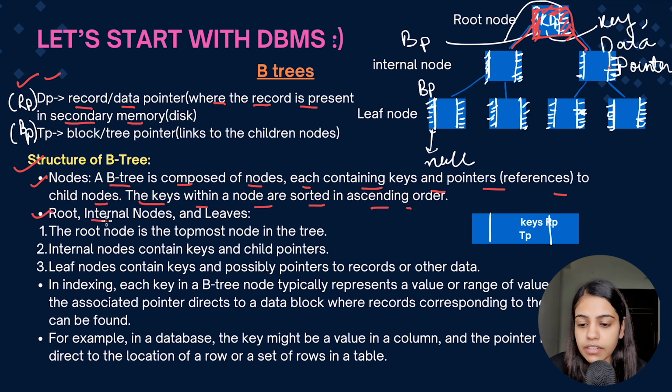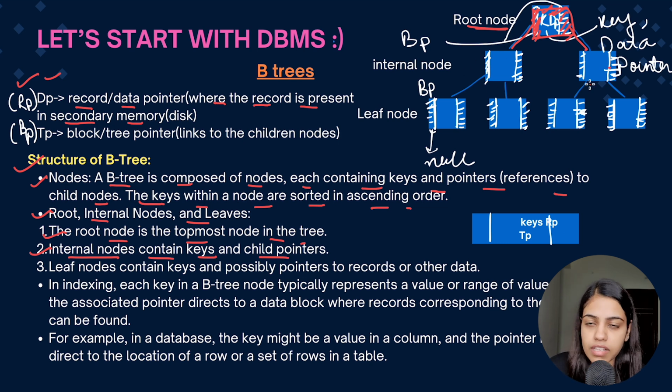Now, root, internal nodes and leaves. The root node is the topmost node in the tree. So the topmost node in the tree is called a root node. Now coming to the second one, that is internal nodes. Internal nodes contain keys and the child pointers. So these are the internal nodes after the root node, which contain the keys as well as the child pointers, or you can say the block pointers. So these are the block pointers.